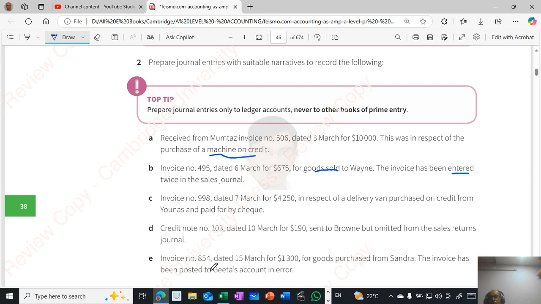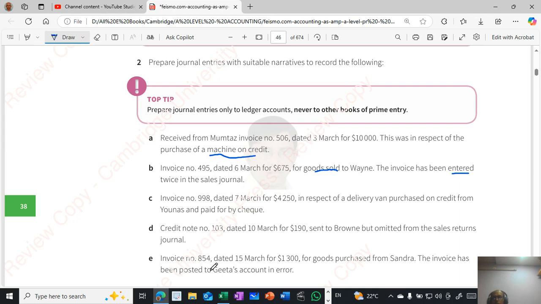All these entries, which never come in any of the other books, will always come in journal proper or general journal. None of these entries can be recorded in the sales book, purchases book, sales return, purchase return or cash book. Whatever else is there should be recorded in journal proper.